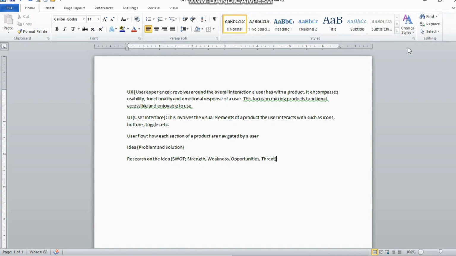Threats. Who are these people doing the same thing that can dent the reach of your product? Who are these people, and what can you do? What different functionality can you attach to your product to make yours unique? SWOT analysis is very important in your research stage.